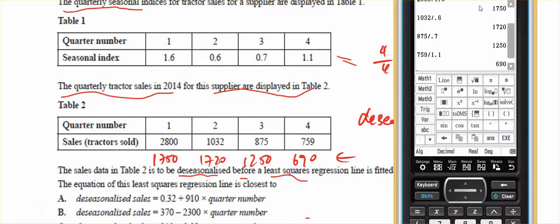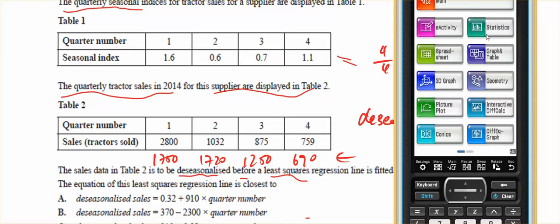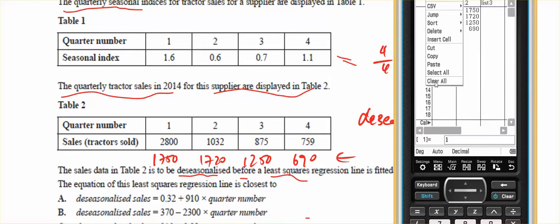Okay, so this is how you do the regression line. You go statistics. I'm going to clear this and enter my data. So 1, 2, 3, 4, the season number or quarter number. Then we enter the deseasonalized data: 1750, 1720, 1250, and 690. Alright, done. Go calc.